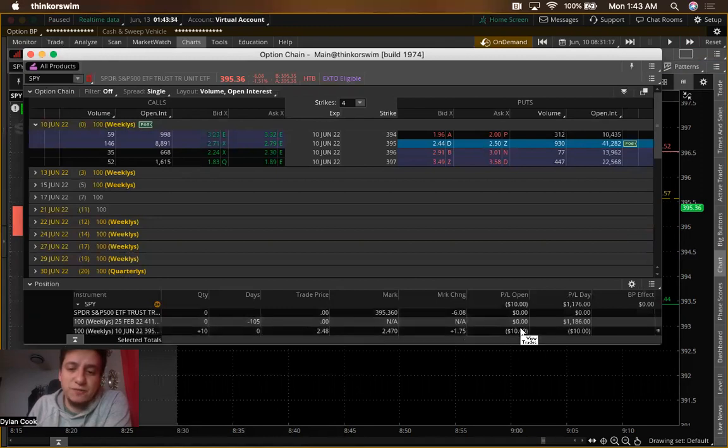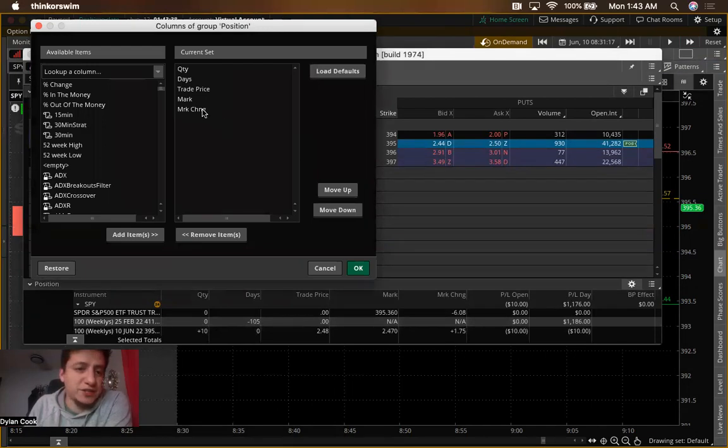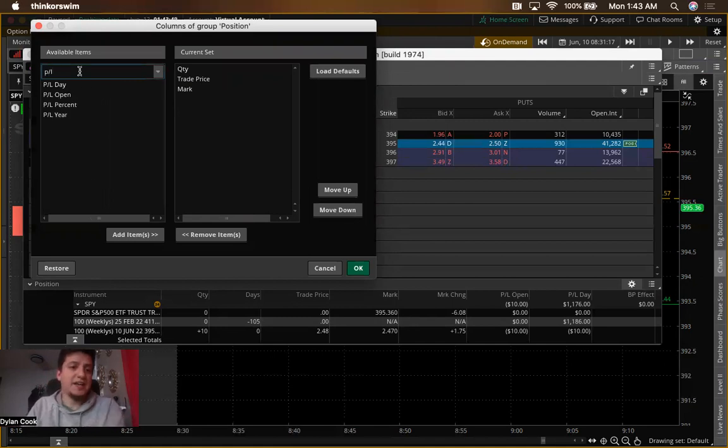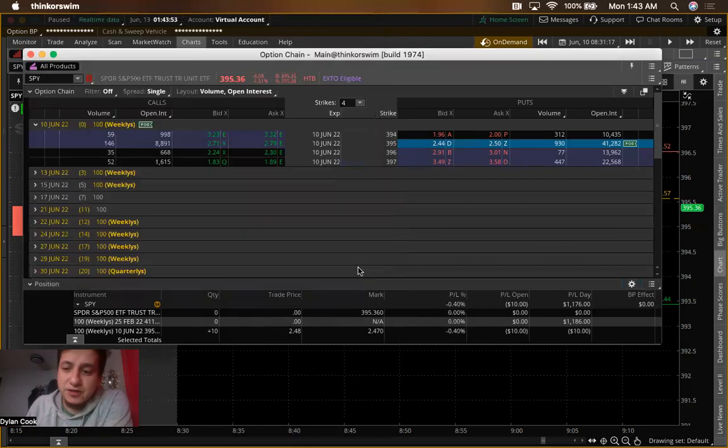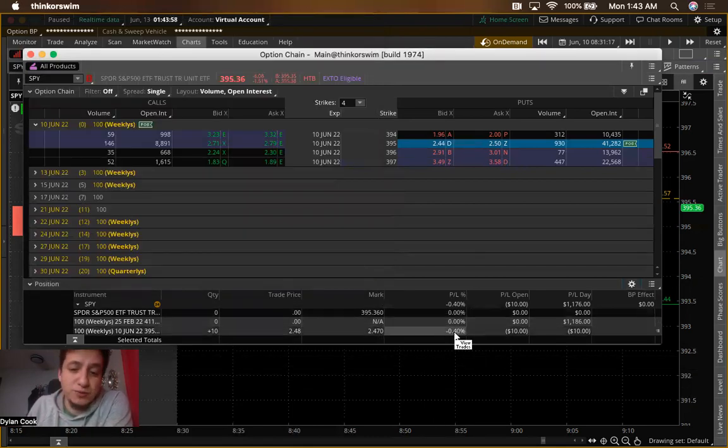This is what it's going for right now. There's a lot of things here, but there's not a lot of things that are relevant. So what I like to actually take out are these things because they don't matter to me. I'm not holding it for multiple days or anything of that nature. And one of the most important things that I like to add is the PL percentage right here, okay? So add that, and that's going to give you an indication of what your percentage loss is.